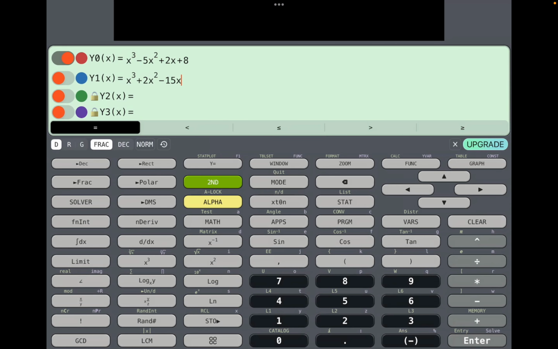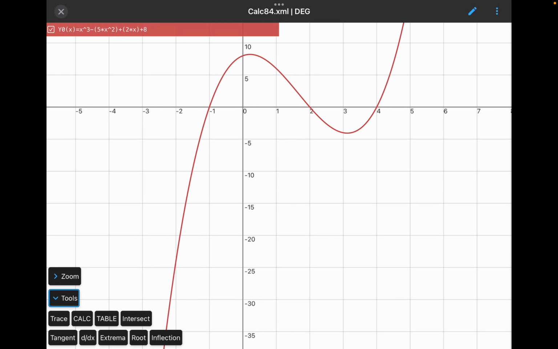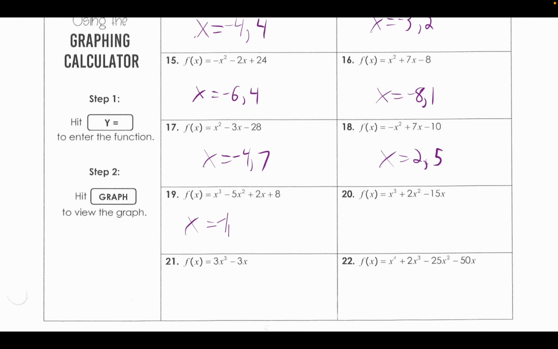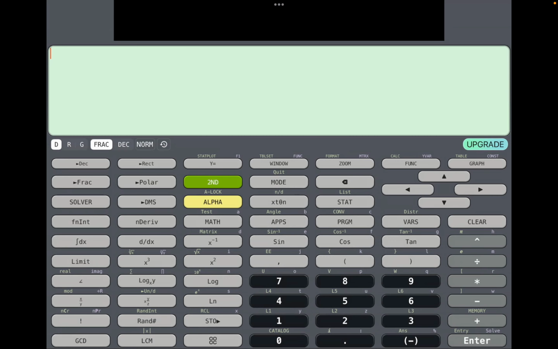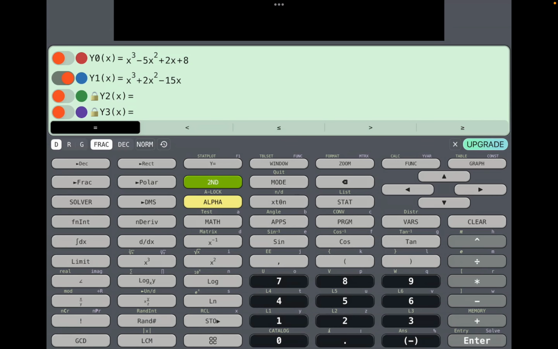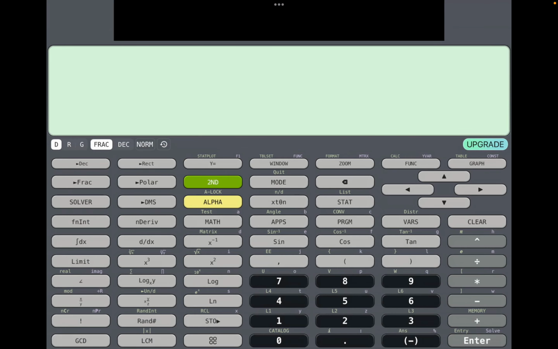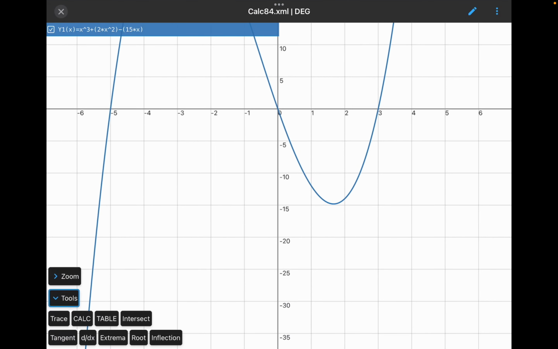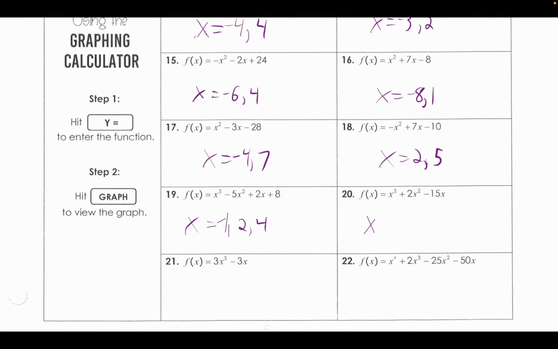I toggle the second graph off so I only have one graph at a time so I can see what I'm doing. I notice I have 3 answers here: -1, 2, and 4. So I'm going to write those down. X equals -1, 2, and 4. Back to the second graph on number 20 here, I once again have 3 answers: -5, 0, and 3. So I write them down, x equals -5, 0, and 3.